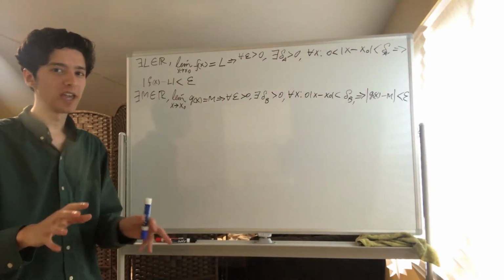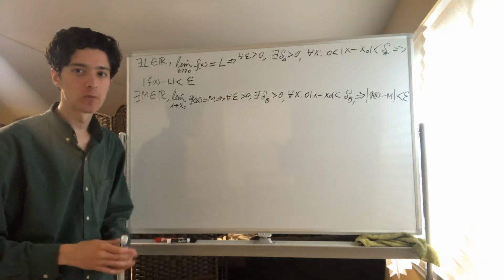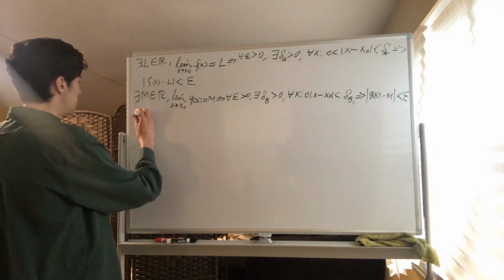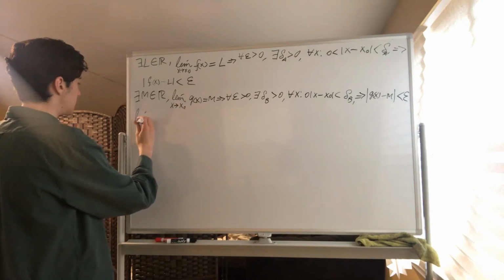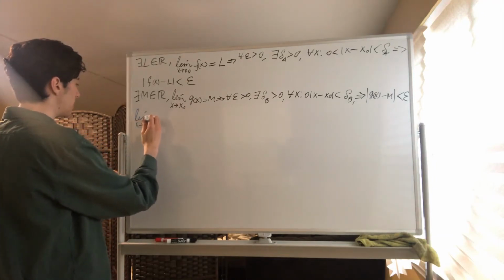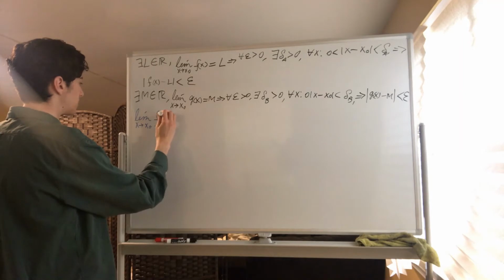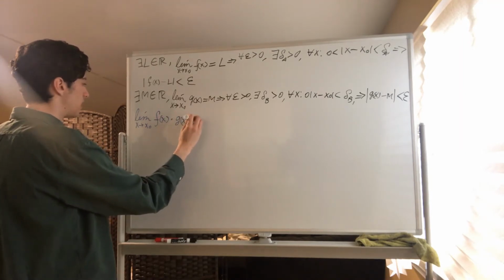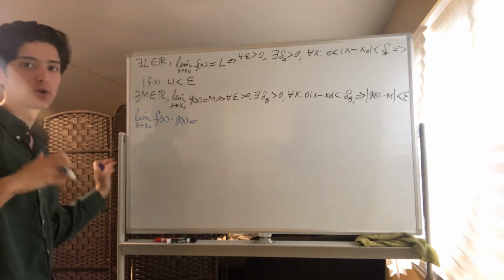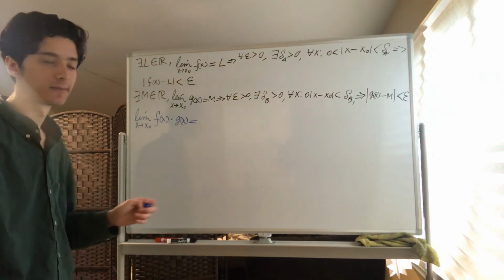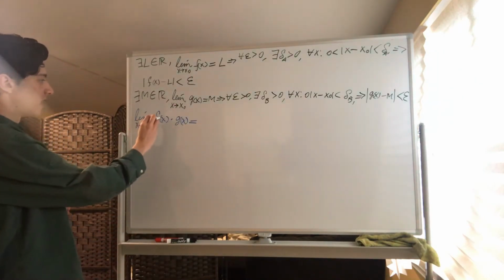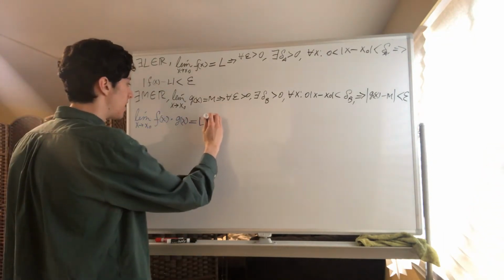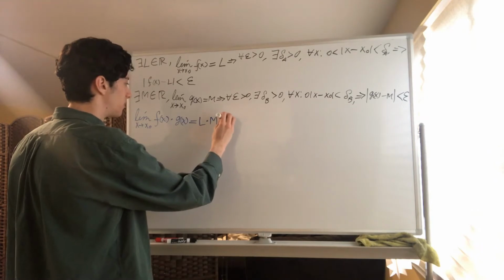Now I'm going to write what we are trying to show. And that's this. The limit as x approaches x naught of f of x times g of x is equal to the product of those individual limits. So this is L, this is m, so it's L times m.